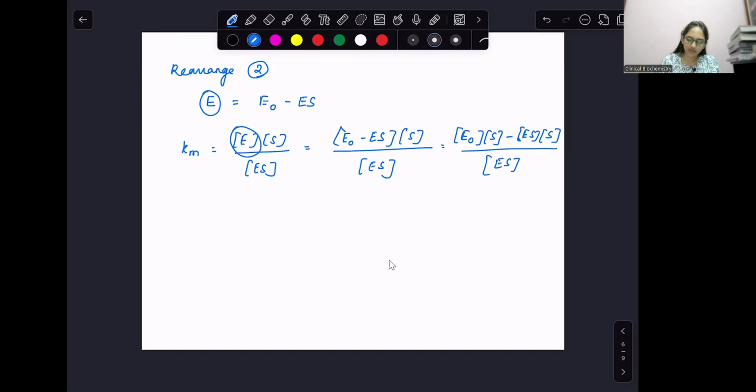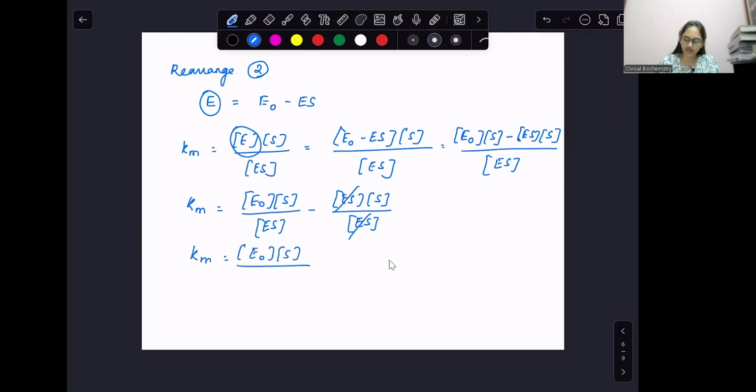Fine. Yes, again, let us rearrange this. What will we get? E0 into substrate divided by enzyme substrate complex minus enzyme substrate complex into S divided by enzyme substrate complex. Now, can we cancel these two? Yes, we can, right? So now what do we get? Km is equal to E0 into S divided by enzyme substrate minus substrate concentration. Is it fine? So I have got this kind of an equation.